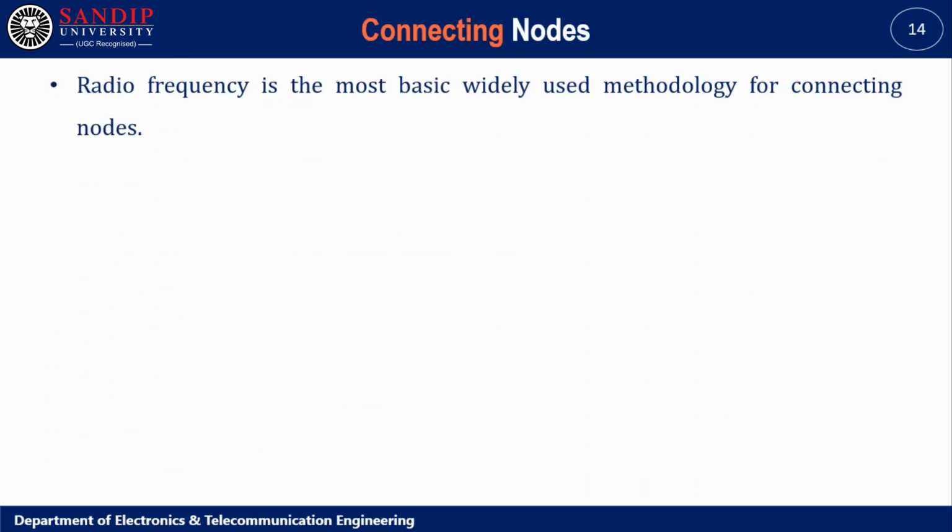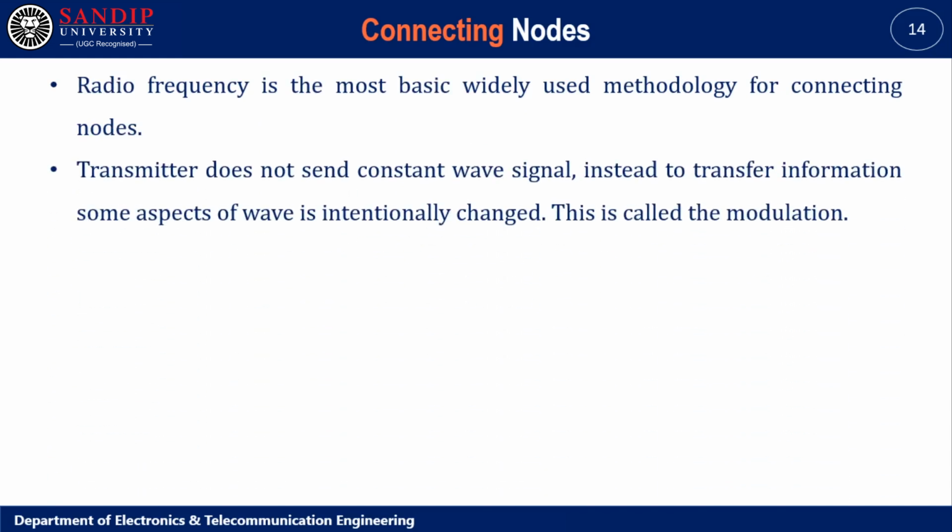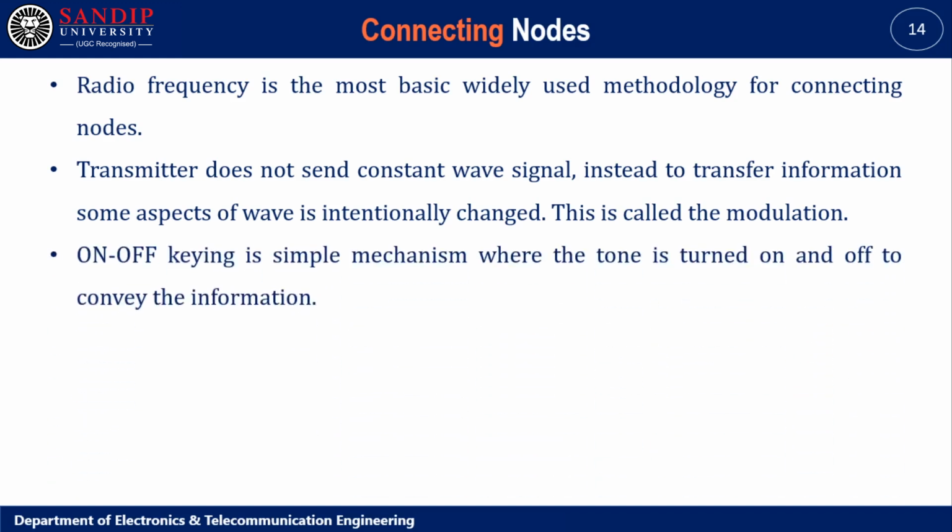Now, connecting nodes. Radio frequency is the most basic, widely used methodology for connecting nodes. The transmitter does not send a constant wave signal. Instead, to transfer information, some aspect of the wave is intentionally changed. This is called modulation.